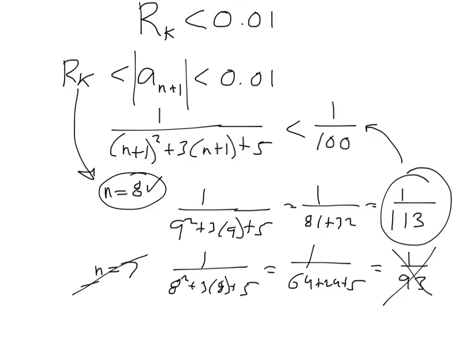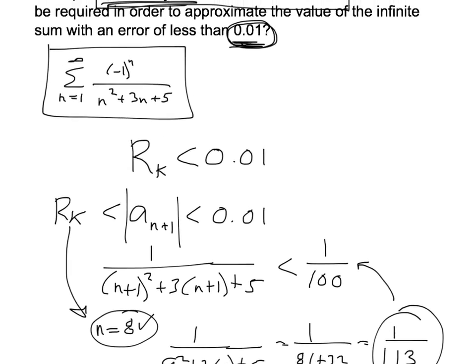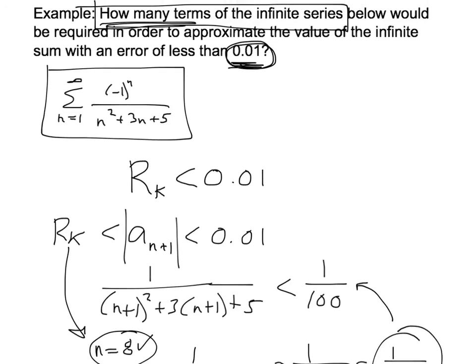So the last thing we have to do is go back and look at this and see what the question was asking for. How many terms of the infinite series below would be required? Well, we would need to do the sum from n equals 1 up to 8. And that's what we figured out, that n value was going to be 8. So since we're going from 1 to 8, the answer is that we would need 8 terms.